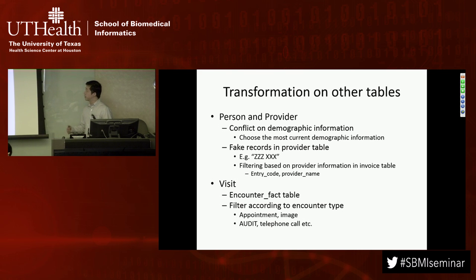I'm going to introduce the transformation process on other tables. For the person and provider, in the UT data, we have some conflicts on demographic information. It means for the same person name, we may have different demographic information, such as birth date and even gender. To fix that issue, we choose the most current demographic information according to the creation date. And for provider name, we also found some names like ZZZXX, which are always not the actual one. So we do the filtering based on the provider information in the voice table, because the provider existing in the voice table should be the real one.